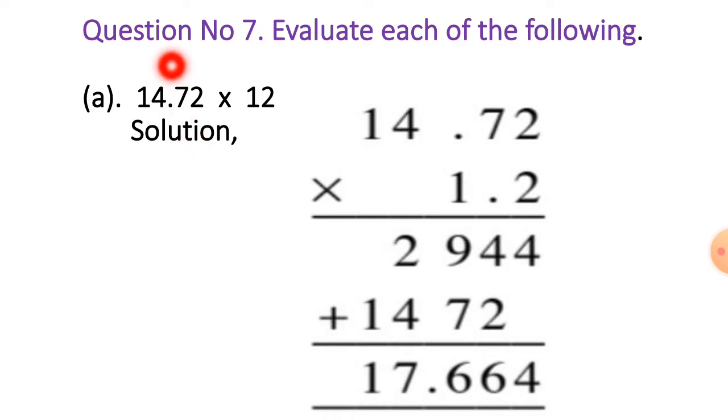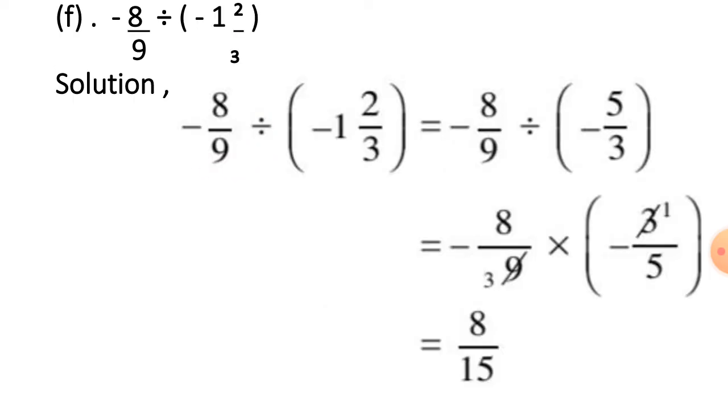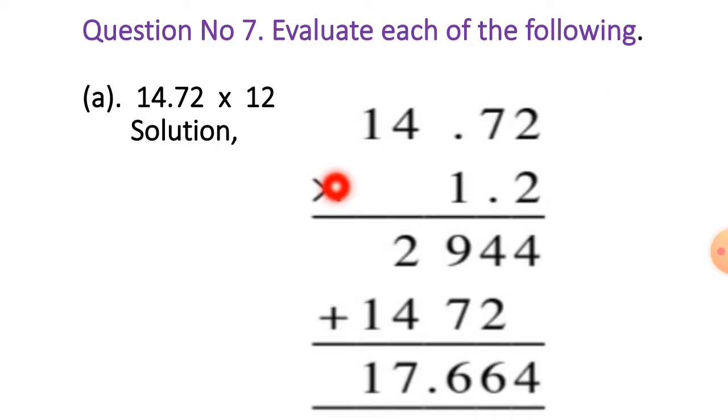Question number 7 is there. Evaluate each of the following. A part is there: 14.72 multiplied by, it is not 12, sorry, it is 1.2. It is a decimal over here. The solution, we are going for the solution. 14.72 multiplied by 1.2. So we are going with the table of 2 first.